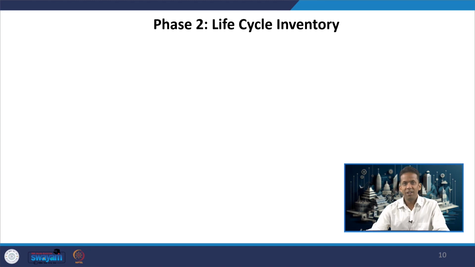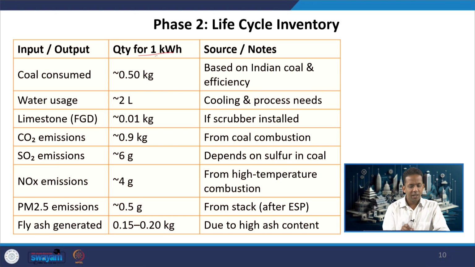Phase 2 is life cycle inventory. So, we need to know all the data about the coal power plant, how much coal, what would be the emissions. Okay. So, the input and output with respect to 1 kilowatt hour, and then some sources. So, coal is consumed for 1 kilowatt hour, let us say 0.5 kg of coal is required, based on Indian coal and efficiency. Water usage is 2 liters, limestone, CO2 emissions, SOx, NOx, PM 2.5 and fly ash. So, that is the data we got for input and output.